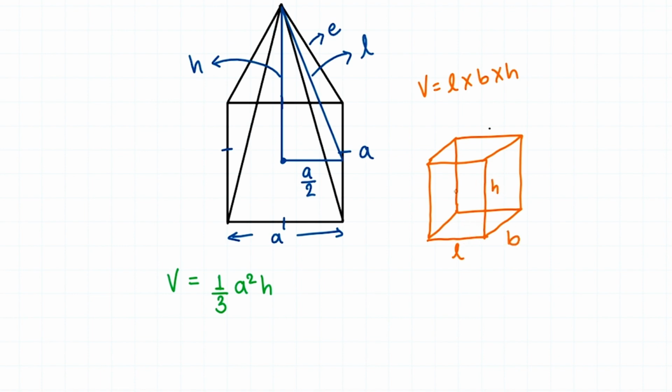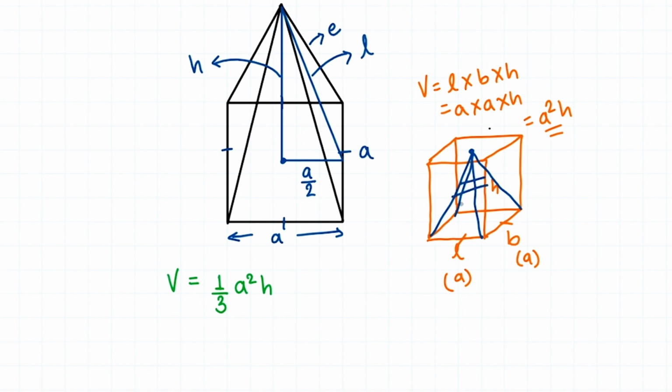Now, if it's a square-based cuboid, then these sides are equal, right? The length and breadth are equal, so we can assume them as A and A. Then what we would get is A times A times H, right? This is going to be equal to A square H. So the volume of a square-based cuboid is A square H. Now, if you make a pyramid from this square-based cuboid, it's going to look something like this, right?